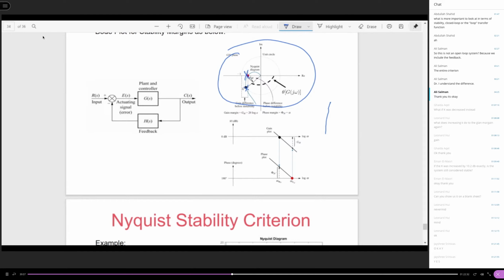See, for the gain margin crossover point, I marked it with the red point, and it corresponds to the Bode plot point here. Why is it like that? You see, like what I said, at this crossover, you have a phase that is what? Minus 180 degrees, right? You have the phase is minus 180 degrees.